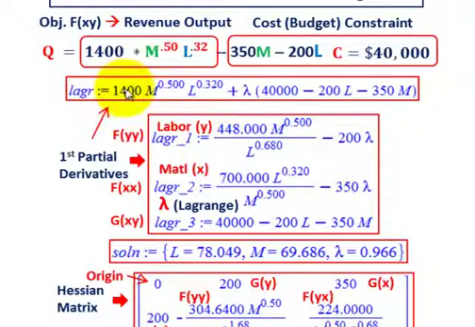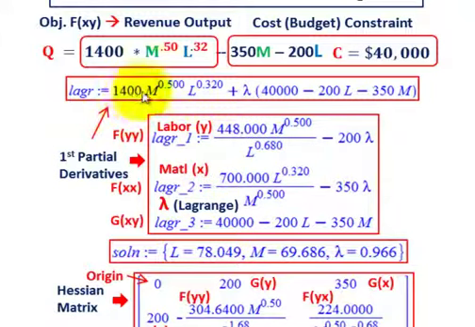So then what we do with this Lagrangian equation, we'll take the partial derivative with respect to labor, material, and also the Lagrangian itself. This is the first partial derivatives here. So for our labor, in terms of our Lagrangian equation, I've got that shown over here. I'm not going to get into these numbers specifically, but just understand where they came from.